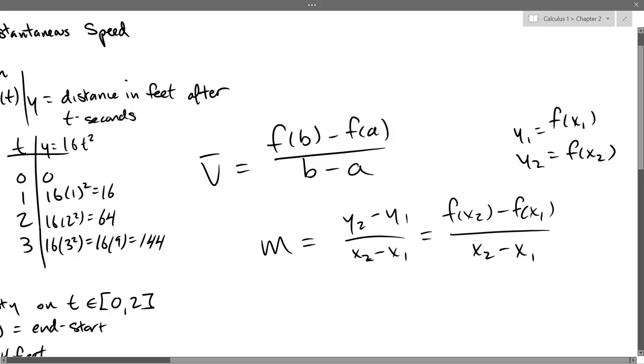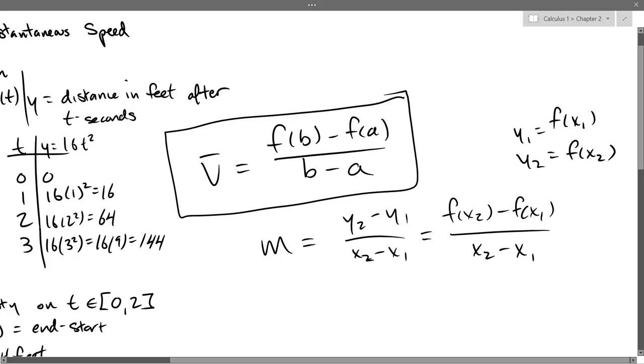And the only difference is I just use B and A for x2 and x1. They're exactly the same thing. So nothing crazy is happening here. That's average velocity, or rate of change. So this is the rate of change of f when x goes between A and B.